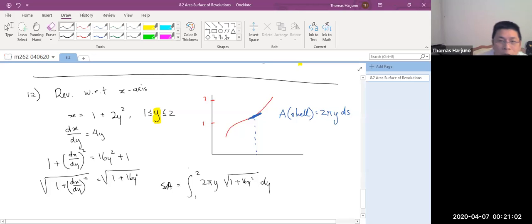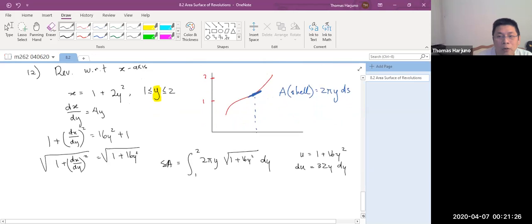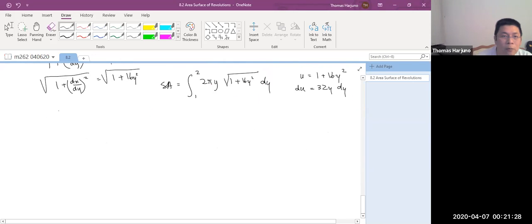I think you can integrate this yourself. I will just go ahead to the next example. You go on yourself, you use u equals 1 plus 16y squared as a substitution. Now that's for number 12. Let's go back even further. How about if I have number 14?